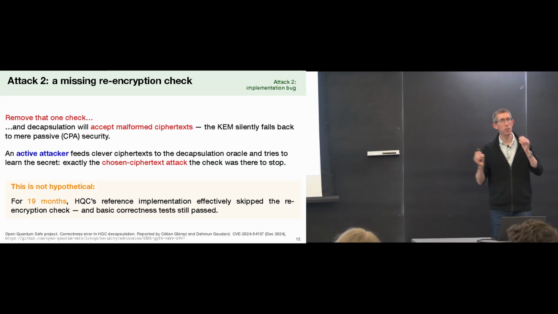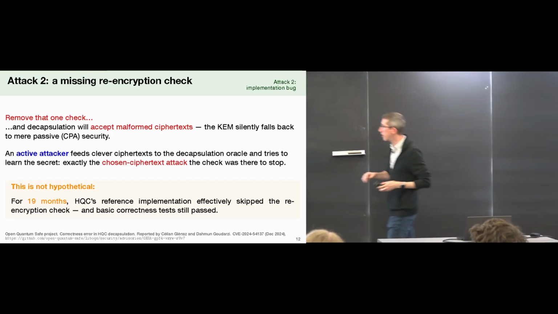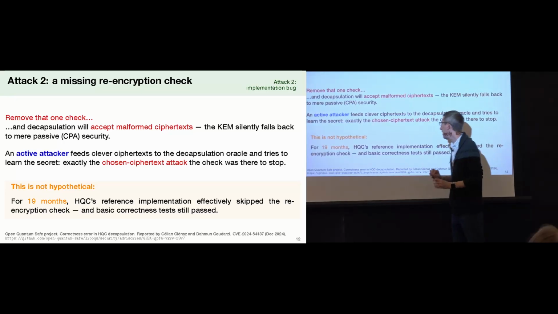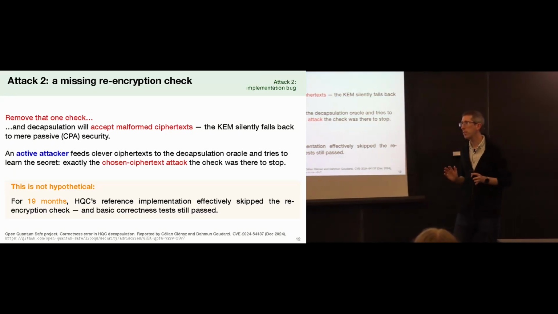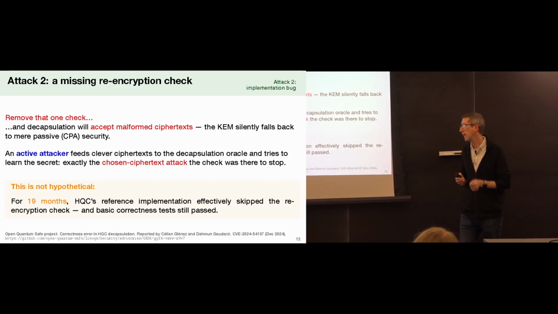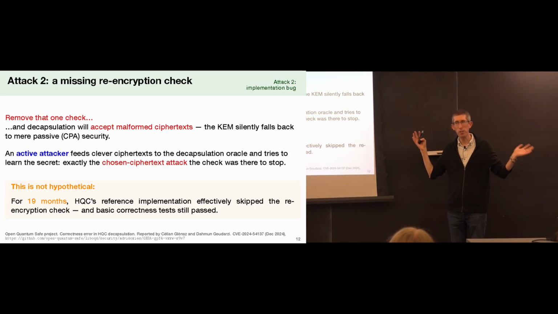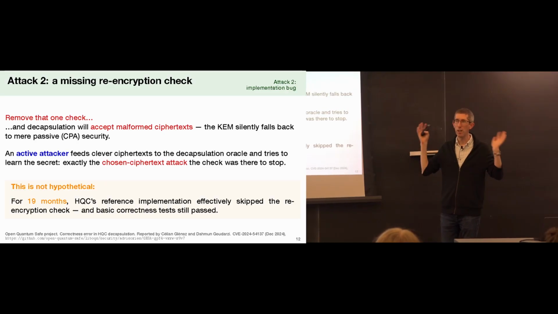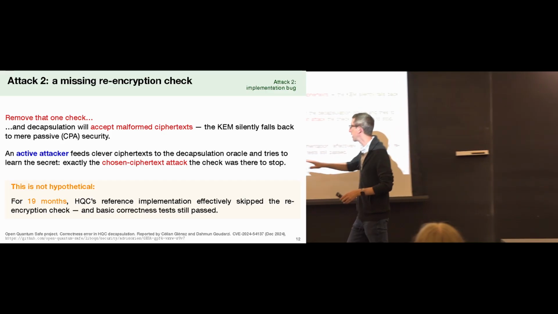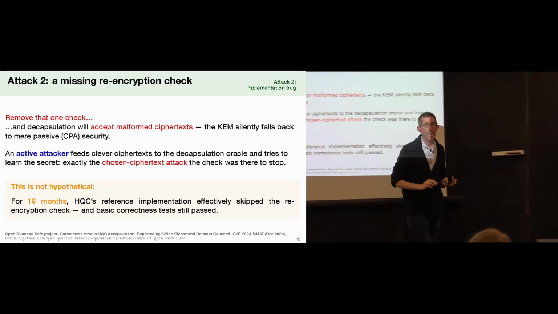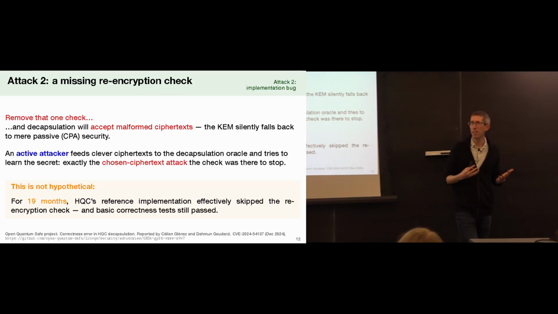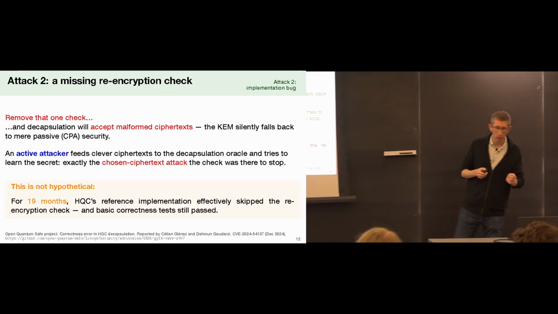And this is not a hypothetical condition. The HQC scheme, one of the algorithms that has been selected for standardization, had a reference implementation with a bug that skipped this re-encryption check. And no one noticed this for 19 months, even though this is one of the most highly scrutinized algorithms on the planet for this 2-year period. One of the reasons no one noticed is that it doesn't show up in normal testing. All of the basic correctness tests that you might run between 2 implementations still passed.